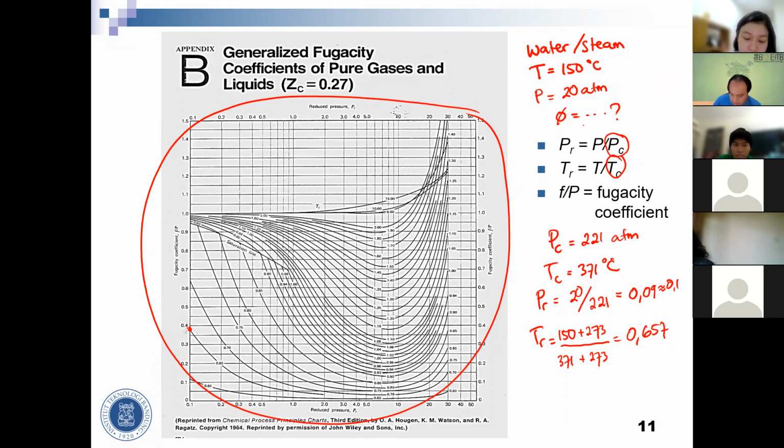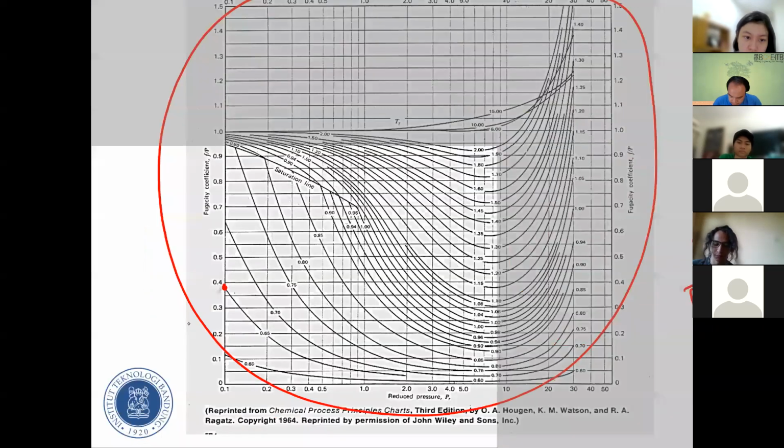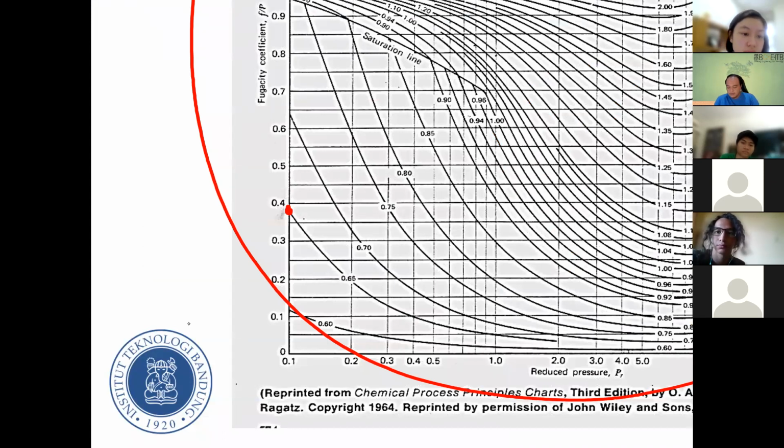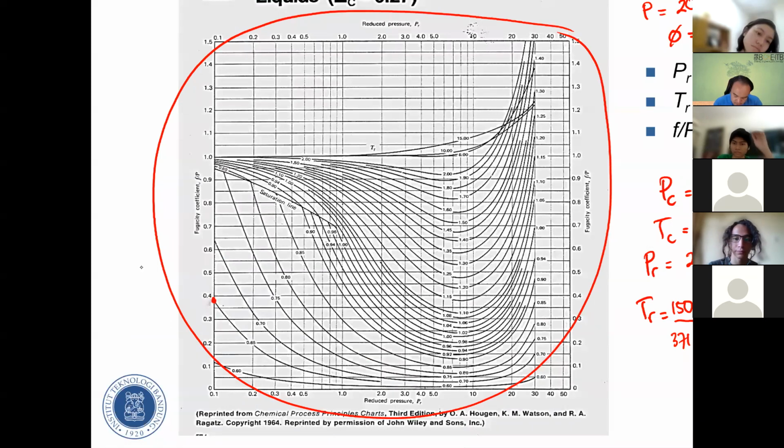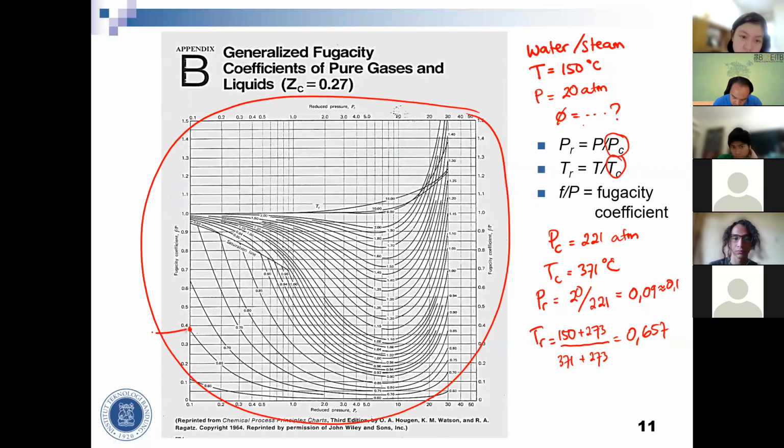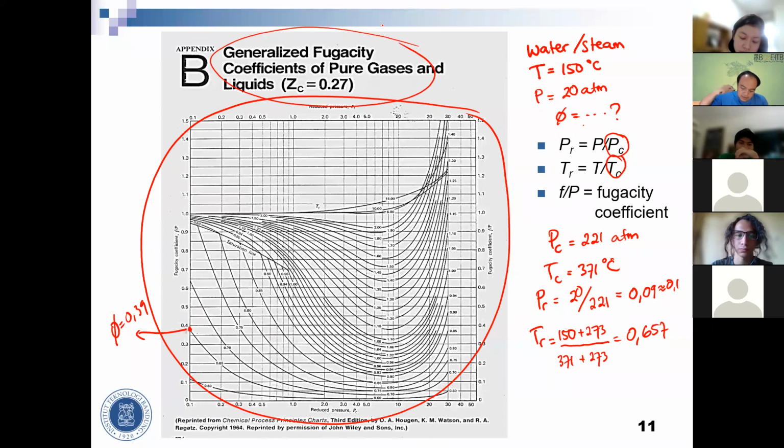So what's the value of the fugacity coefficient? Where is the value of the fugacity coefficient from this graph? It's 0.4, sir. Almost 0.5, near 0.5. Let's say from this we can get 0.39, for example, or 0.38. That's how we evaluate the fugacity coefficient by using this generalized model.